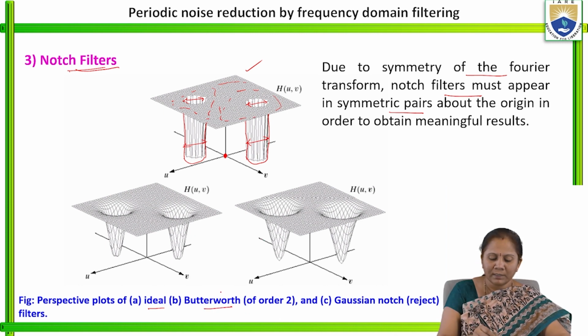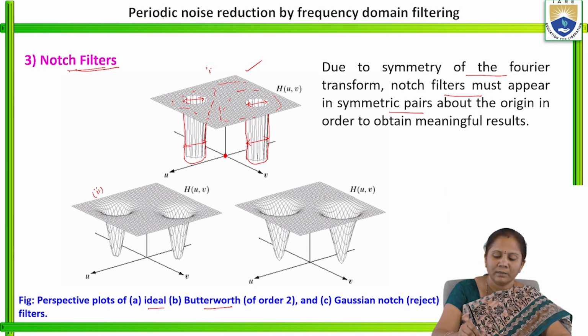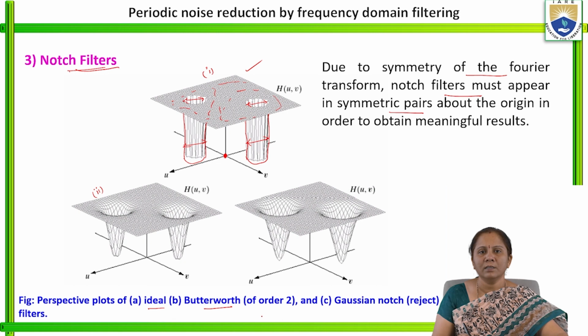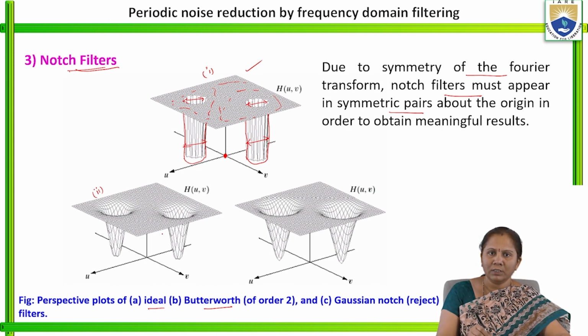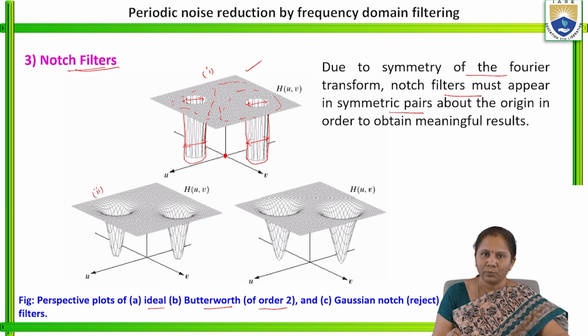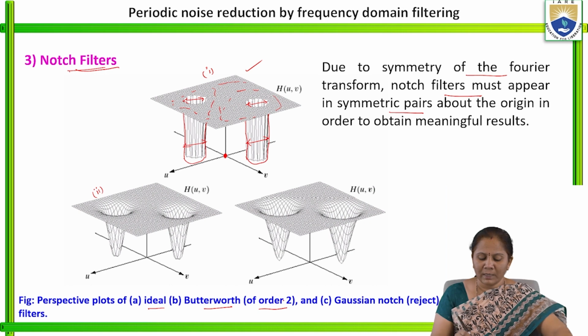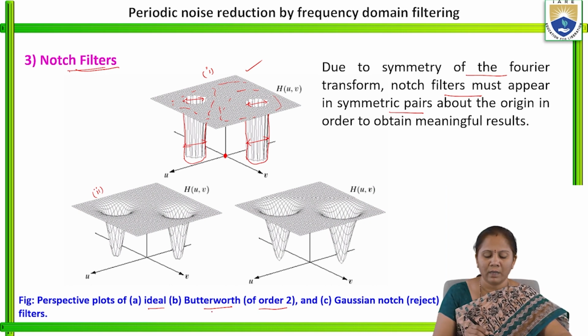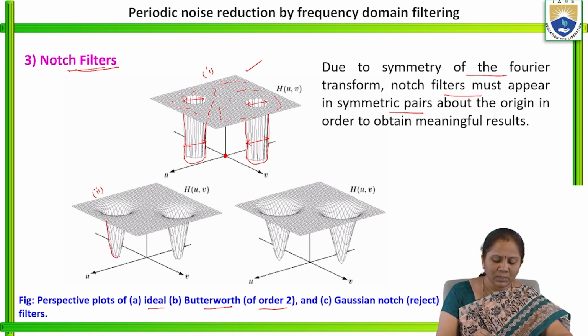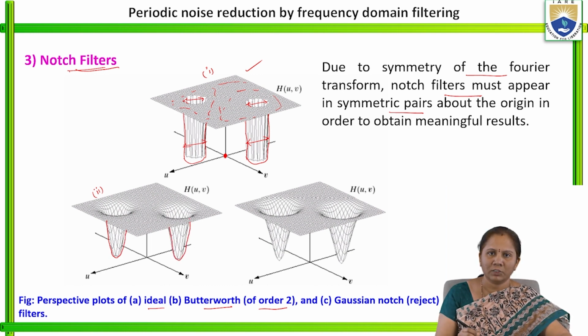Similarly, in the second case, this represents the perspective plot of Butterworth. Butterworth is based on the order of the filter. We got this plot by considering order 2. We can observe here that Butterworth has a smooth transition.